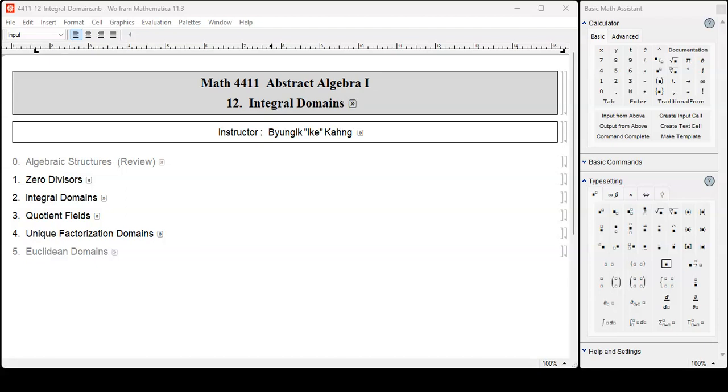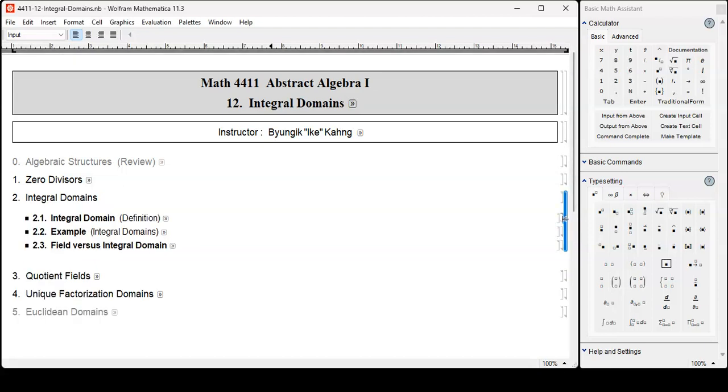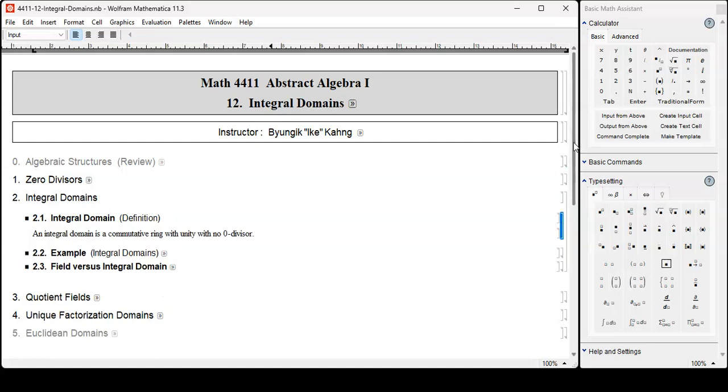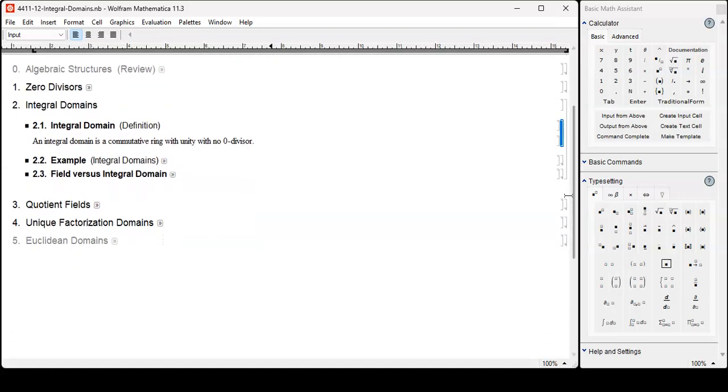Hello students, welcome back. We just completed section 1. Now let's go to section 2, integral domains. And integral domains are important, but this section is going to be short because we covered most of it already.